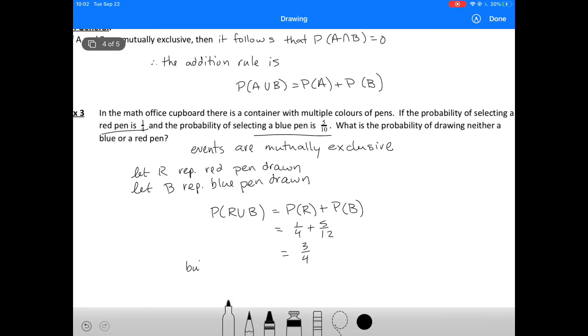Now this is fine, but we don't actually want the probability of red or blue. We want the probability of neither red nor blue. So we want this. So we need to do 1 take away the probability of R or B, which is just going to give us 1/4, which is the probability of drawing neither a red pen nor a blue pen.